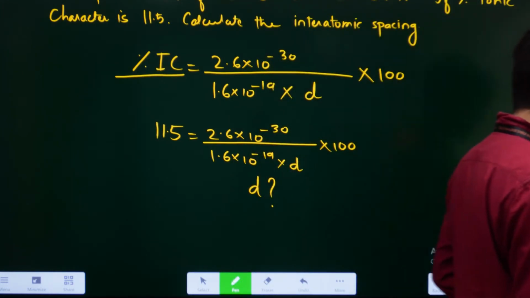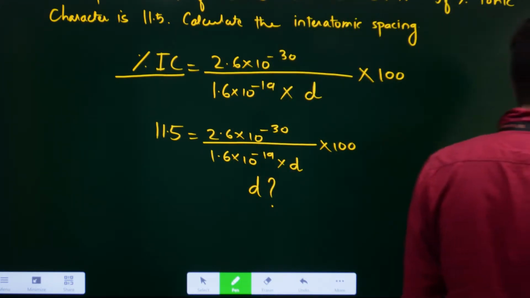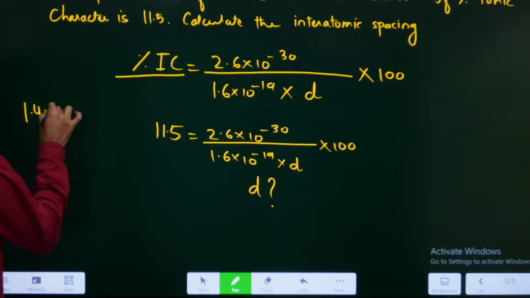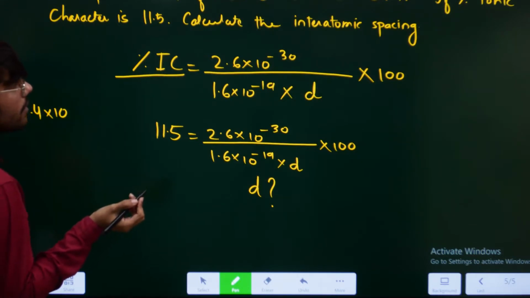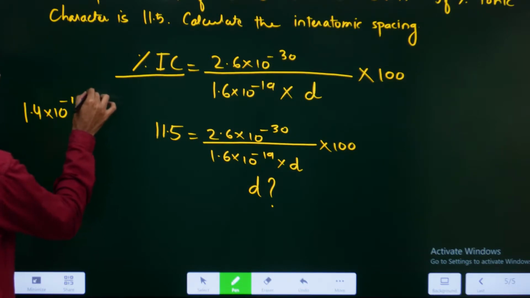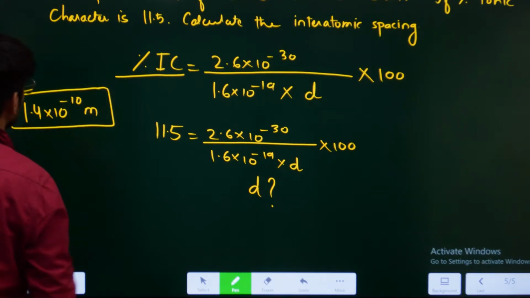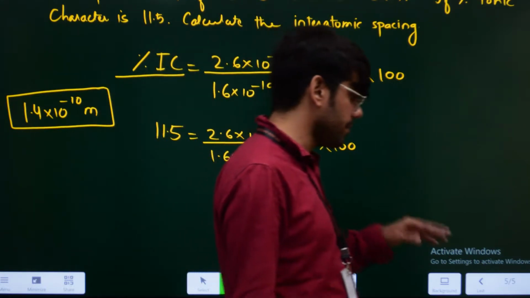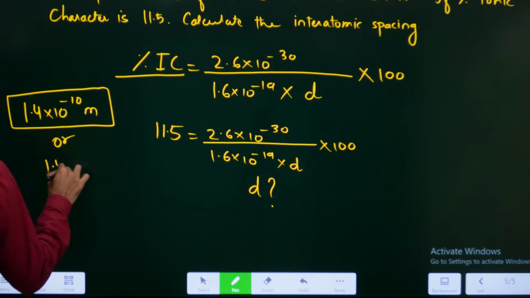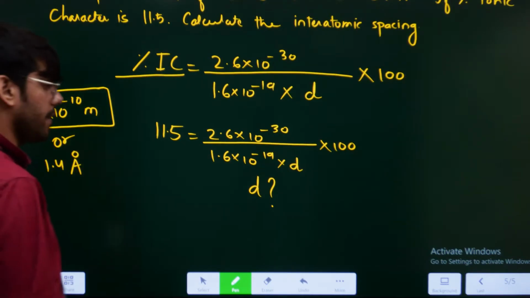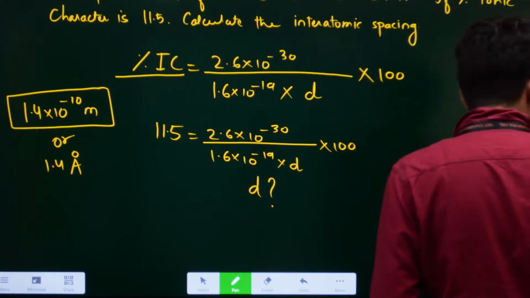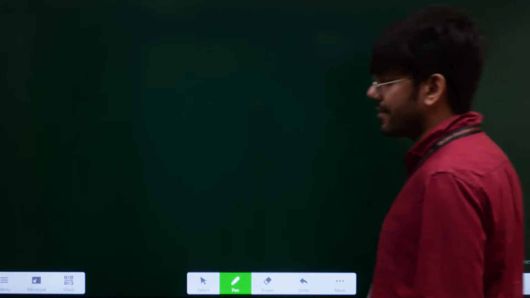Tell me if this is clear. It is 1.4 into 10 to the power minus 10 meters, or 1.4 angstrom. I hope everyone is getting the same answer. Alright, okay. Next.